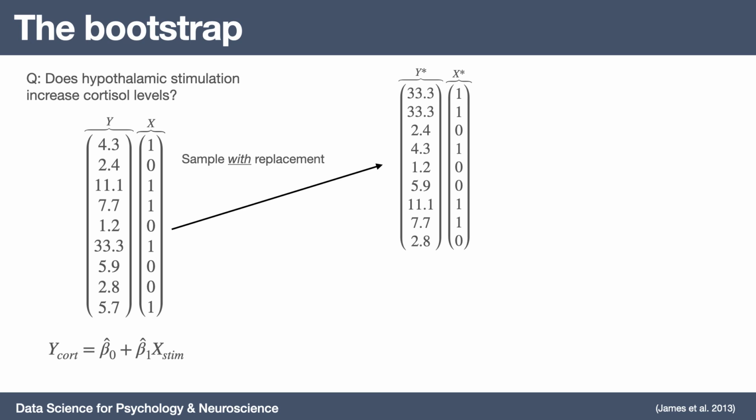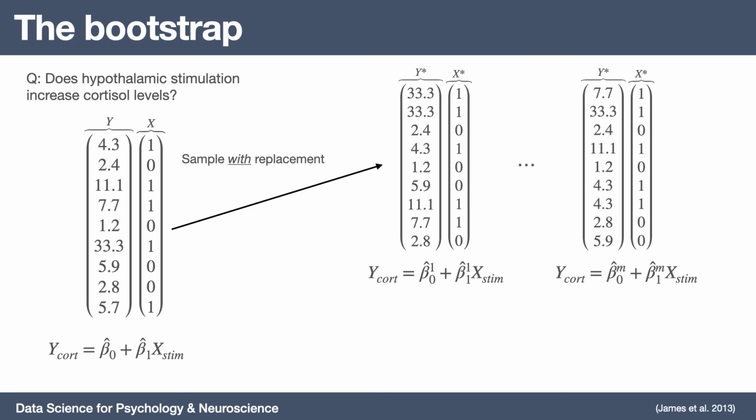So I create a new data set that has the same number of observations as my original data set. But the key thing here is that the observations are consistent across y and x, so I don't break that association between x and y. So I calculate my regression model for this new fake replicated experiment. I repeat that process m many times, so I'm going to have m many regression models. And then I store the relevant regression coefficients.